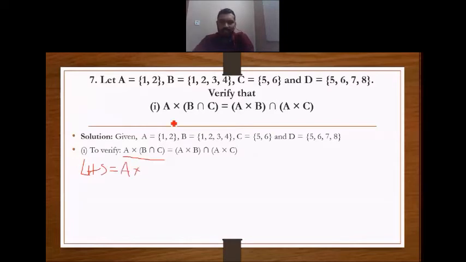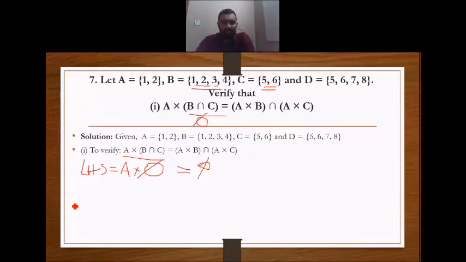Now what is B intersection C? B intersection C means elements common between B and C. Is there any element common between B and C? There is no element common. So B intersection C is empty set. So we have to take the Cartesian product of A cross empty set. What is A cross empty set? A cross empty set is always empty. So LHS is A cross empty set, it is empty. So LHS is done. What about RHS?